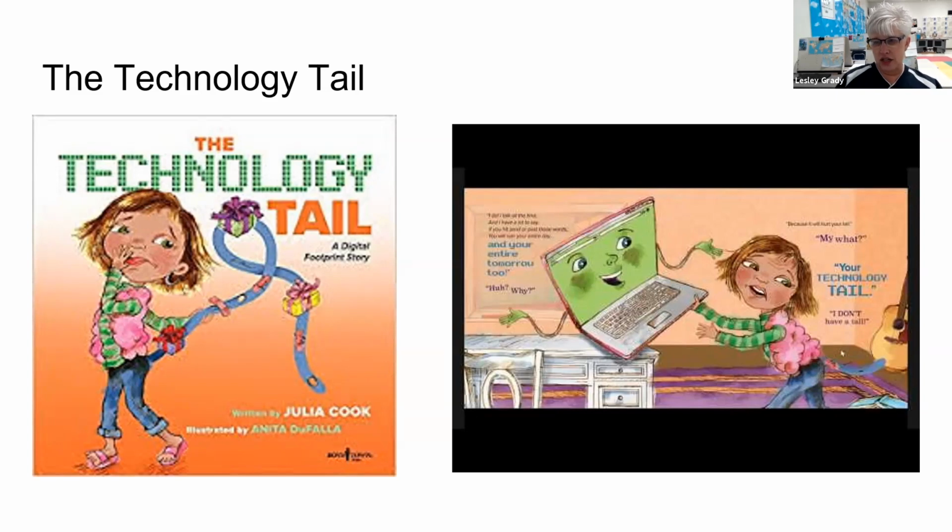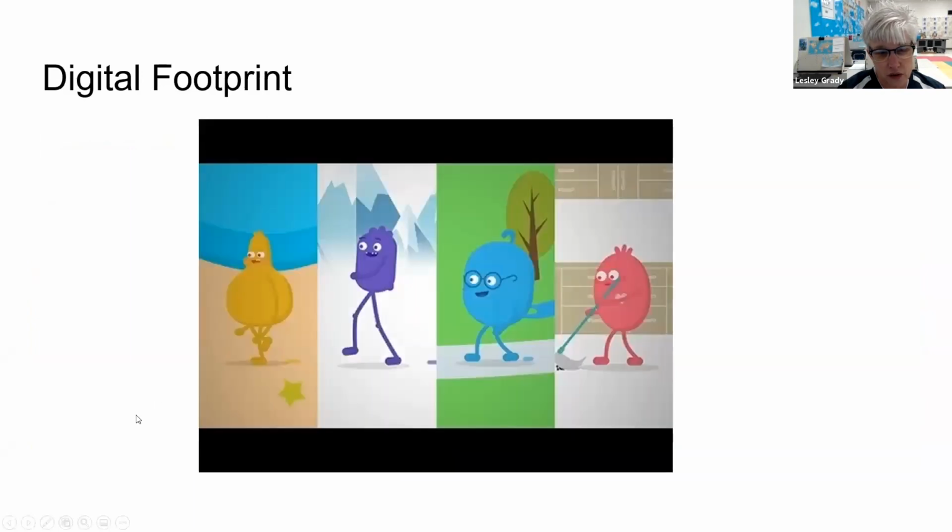This is a great introduction book of what is their digital footprint, what they do online and how it follows them around. This is perfect to get that narrative going. What do they use on the computer? How are they using it? Where are they seeing things? What is their behavior online? So this is a good story for that. Then I have a video from Common Sense. So if you've heard of Common Sense Media, they have a whole line of videos that also go along with it.